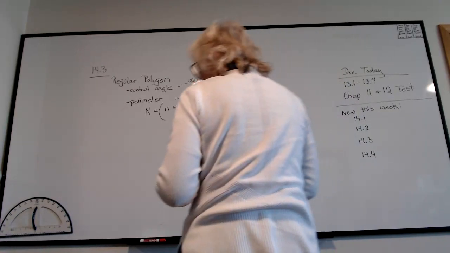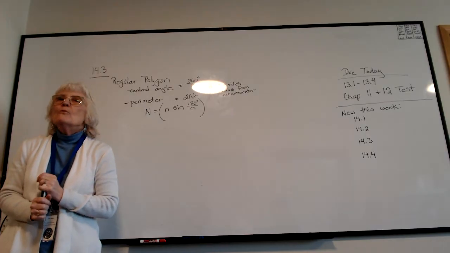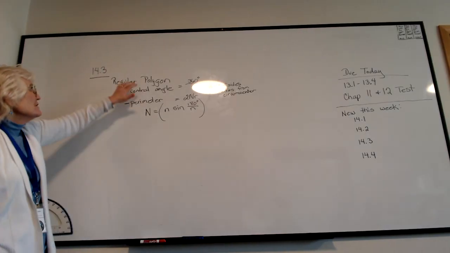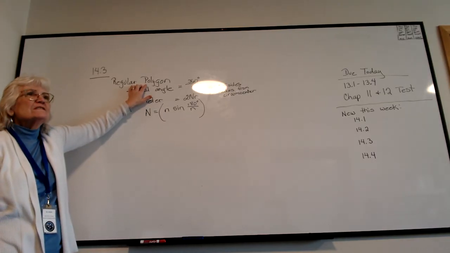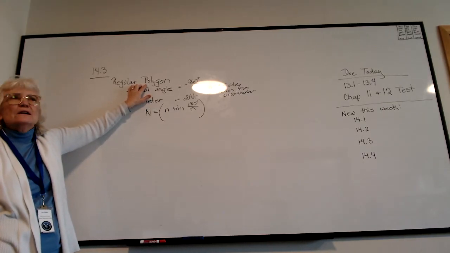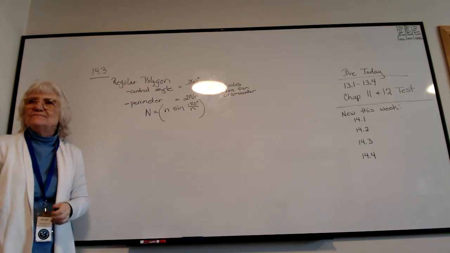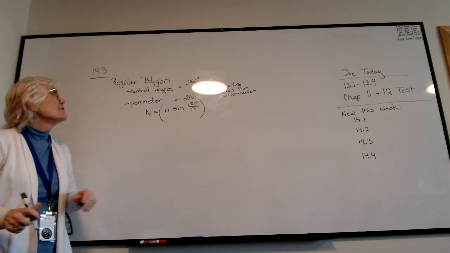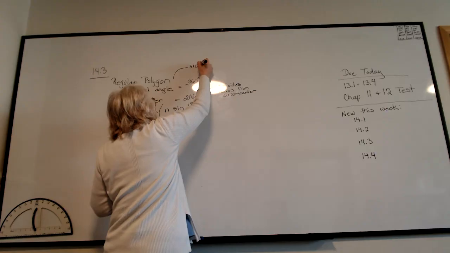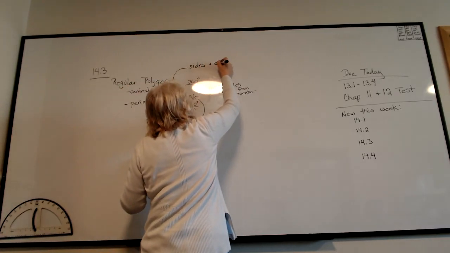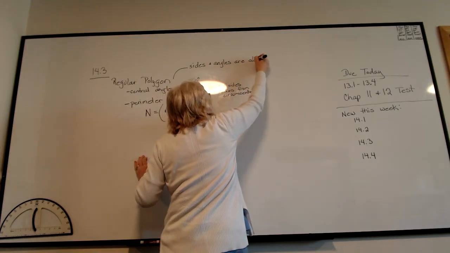Okay, so yesterday we covered 14.1 and 14.2. What we started with was regular polygons. What is a regular polygon? How do we define a regular polygon? The sides are all equal and the angles are all equal. Sides and angles are all equal.